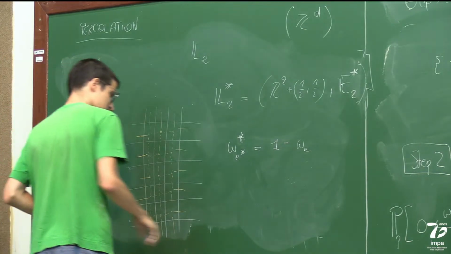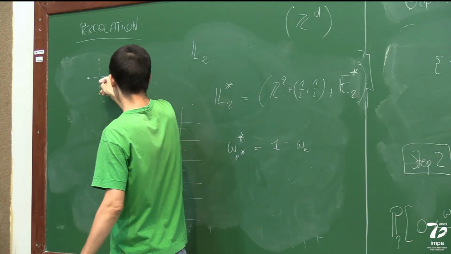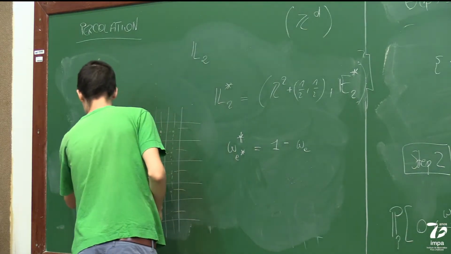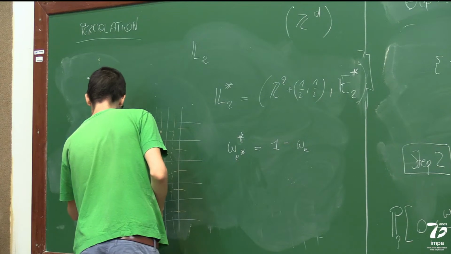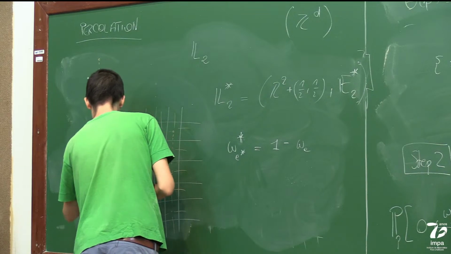And basically, the two possibilities you have is that either the original edge is open and the other one is closed, or your edge E is closed and the other one, the dual edge, is open.